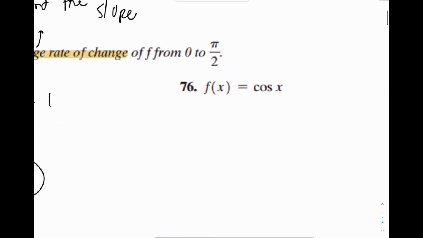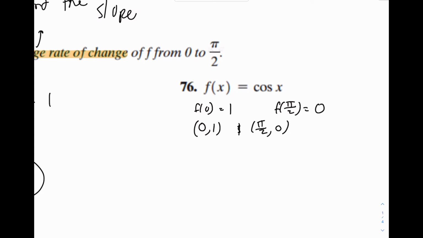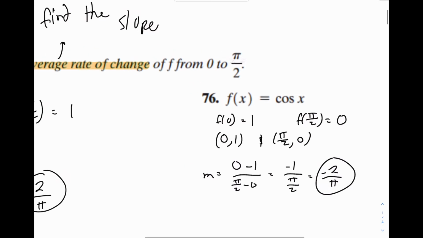Let's do another example here. Same concept. We're going to plug in f of 0 and f of pi over 2, except it's cosine, so cosine of 0 is 1, cosine of pi over 2 is 0. So the points are kind of inverted, but it's the exact same process. 0 minus 1 over pi over 2 minus 0, that's negative 1 over pi over 2, which is negative 2 over pi. So there's our average rate of change problem.